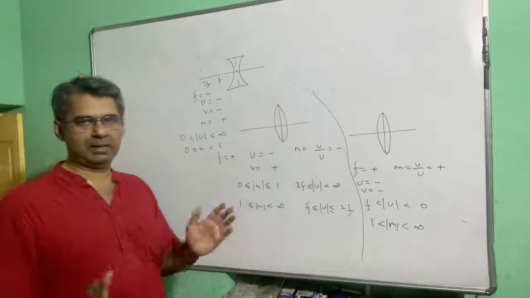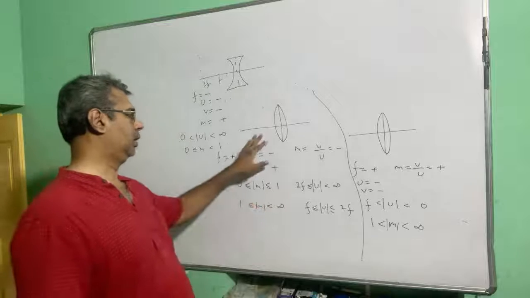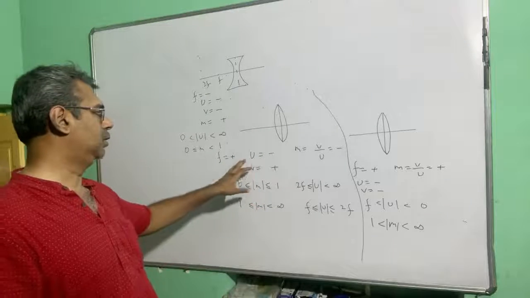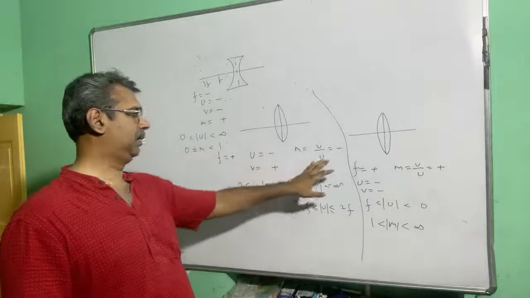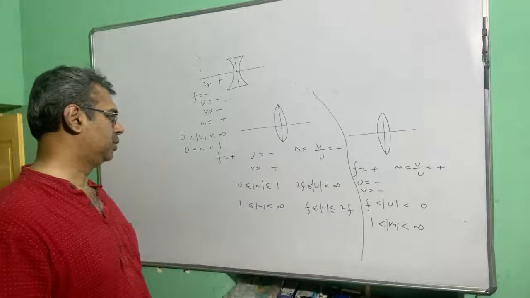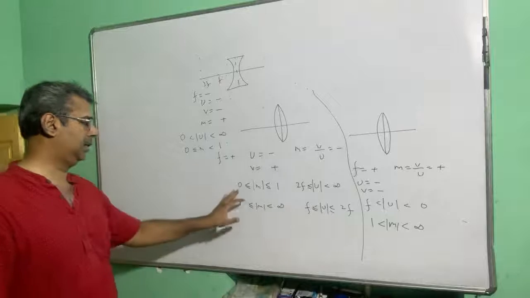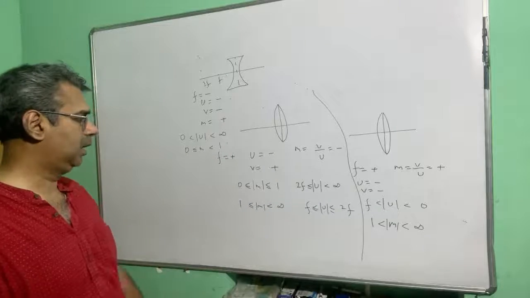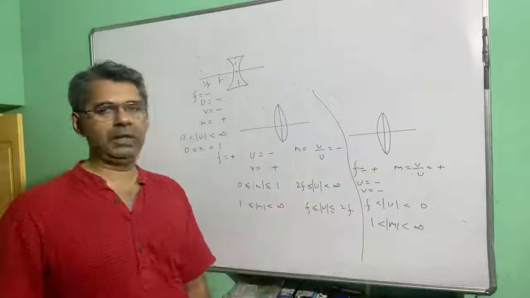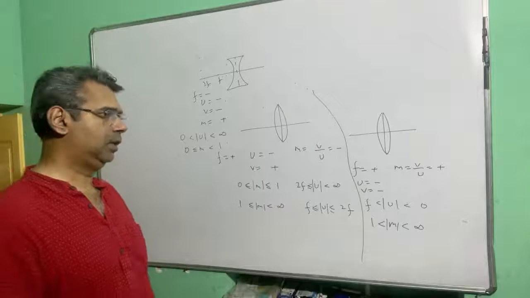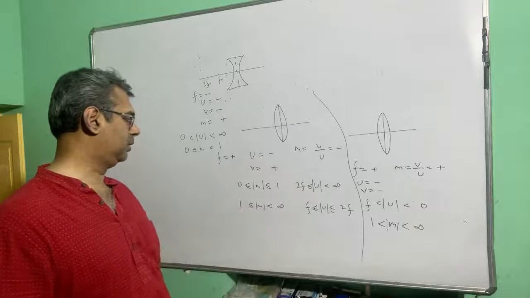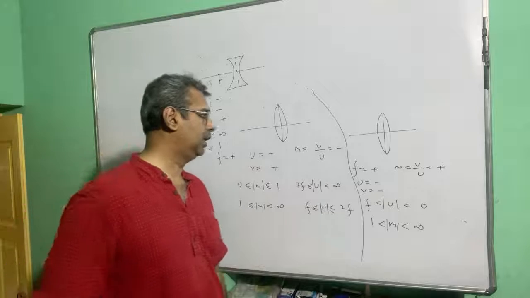So I'll just quickly summarize the discussion. For a convex lens, U is negative, V is positive, magnification will be negative. So if the object distance is between 2f and infinity, the magnification will be between 0 and 1. If the object distance is between focus and center of curvature, the magnification will be between 1 to infinity.